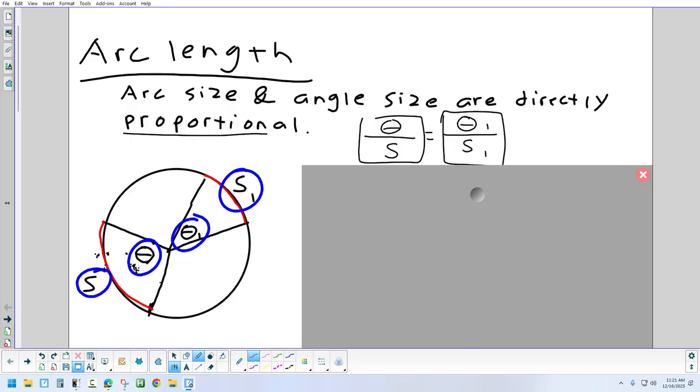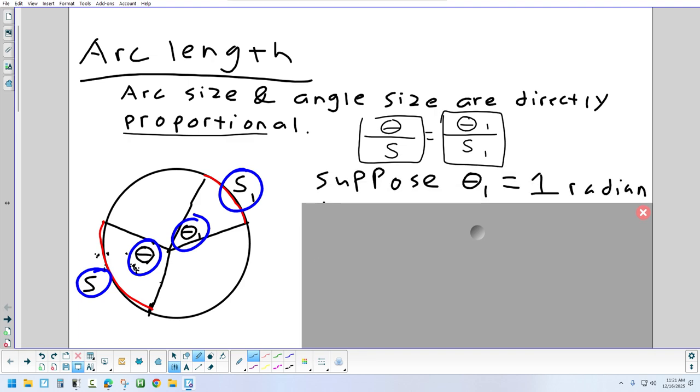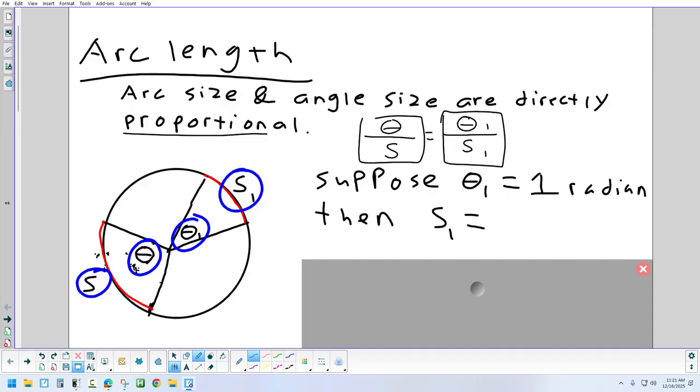That's just like saying if you have 12 inches, that is equal to 1 foot. Why? Well, that's the definition. 12 inches equals 1 foot. So same idea here. If that angle is 1 radian, that automatically means that this arc, S1, would come out the same size as the radius. So that's the true fact that we're going to fill in on the right-hand side. If theta 1 equals 1 radian, then S1 is automatically equal to the radius.